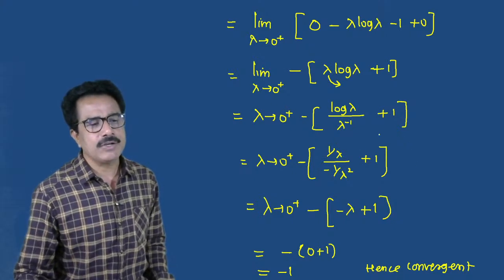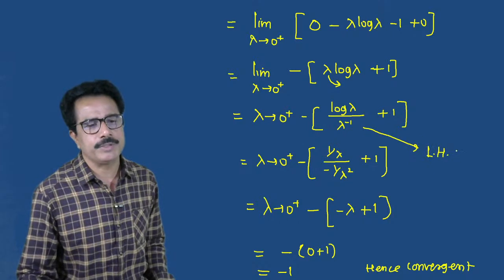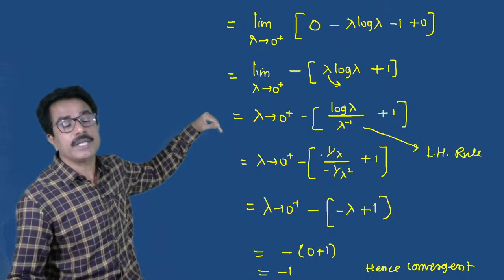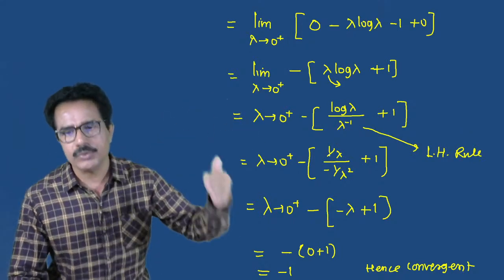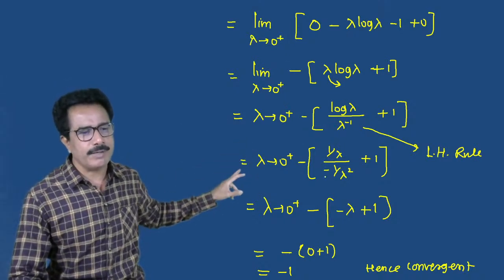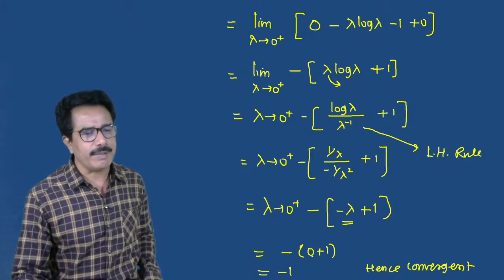Now by L'Hospital's rule, L'Hospital's rule means you have to take the derivative of the numerator and the derivative of the denominator. The derivative of log lambda is 1 upon lambda, and of lambda to the minus 1 is minus 1 upon lambda square, that means minus lambda. So put this value, 0 plus, the result is minus 1.